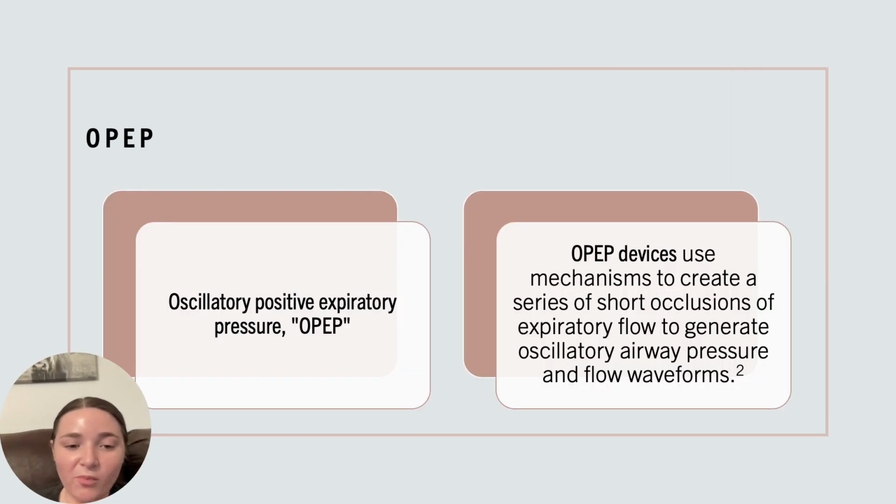OPEP. OPEP is oscillatory positive expiratory pressure. OPEP devices use mechanisms to create a series of short occlusions of expiratory flow to generate oscillatory airway pressure and flow waveforms. A higher oscillation index indicates better mechanical performance characteristics. Many devices have similar characteristics, but the devices with the highest oscillation index have the highest flow amplitude and frequency, which may indicate better clinical performance.